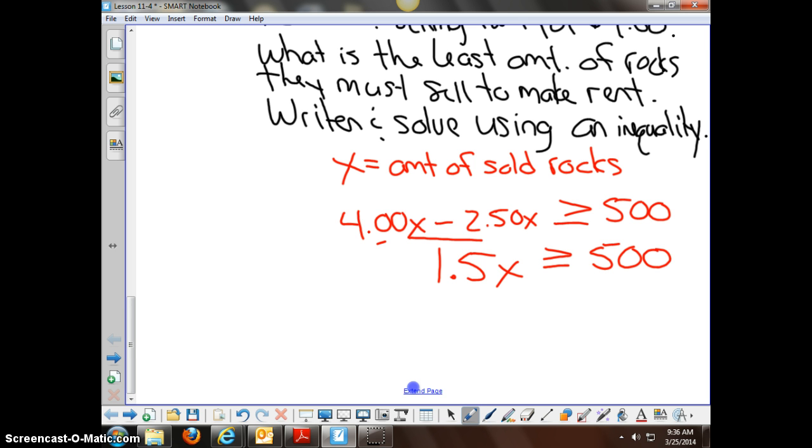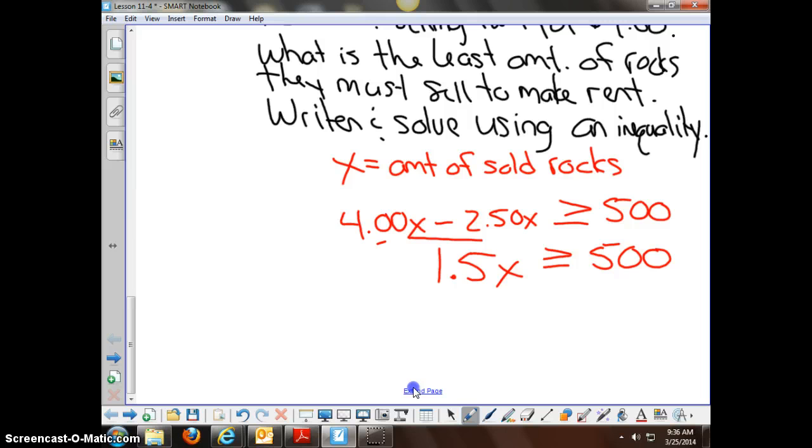1.5x is the money they earn as a profit times the amount of rocks they need to sell. So for every rock they sell, how much money do they make? $1.50, right? So for every rock they sell, they're going to pocket $1.50. Because remember, they already paid $2.50 for all these rocks. So ultimately, they want to know how many should we buy just to make rent.